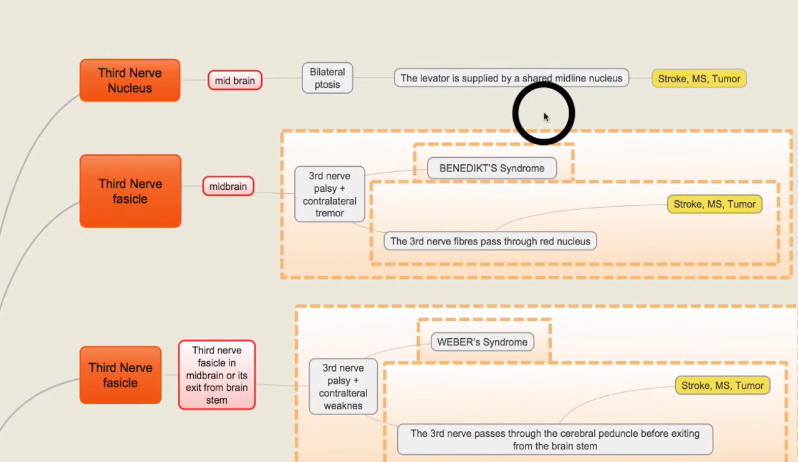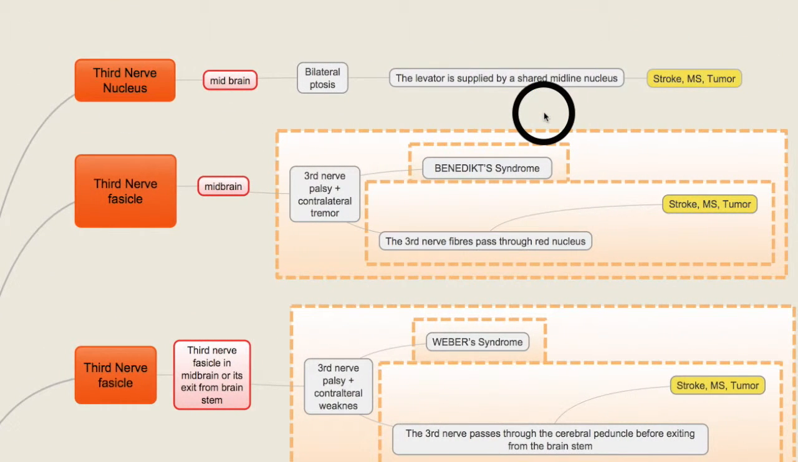Now, the third nerve nucleus is fascinating because it isn't only one nucleus, it is a collection of nuclei which is spread along the midbrain area and are grouped into groups depending on the muscle that they supply. First of all, the levator is supplied by a paired central nucleus, which is absolutely fascinating, whereas the superior recti are supplied to the contralateral superior rectus muscle, so damage to one center can result in a contralateral elevation deficit, and all others are supplied ipsilaterally.